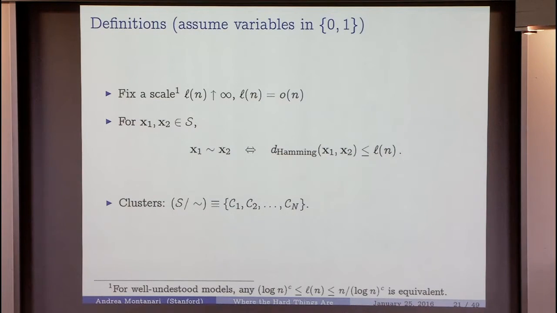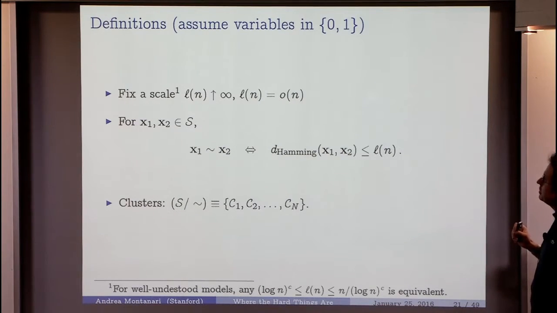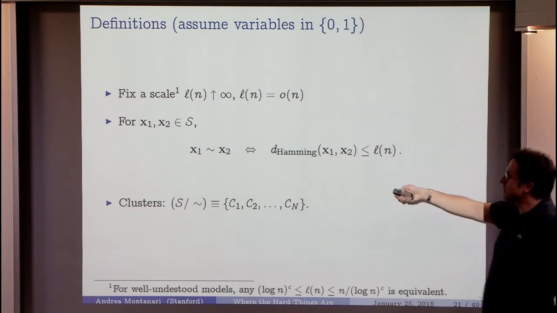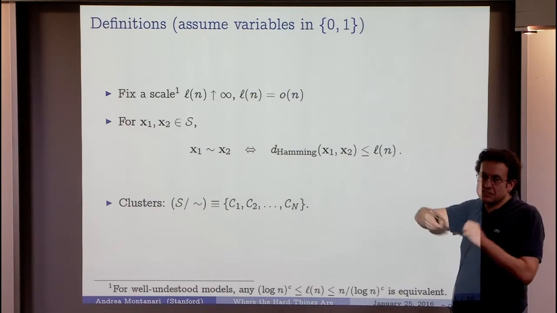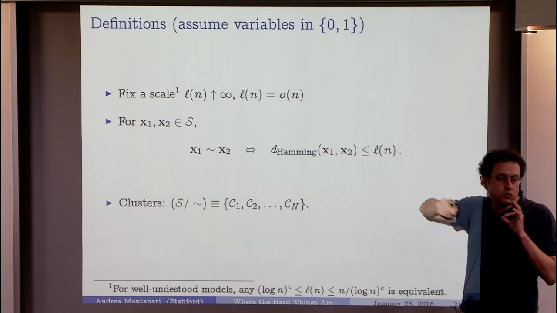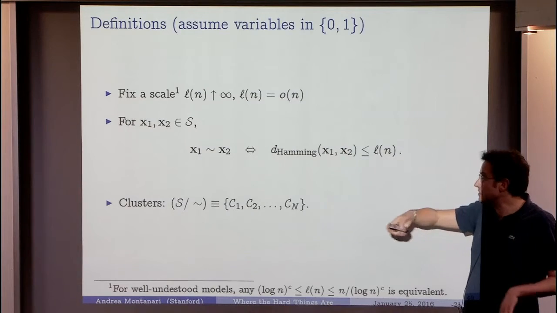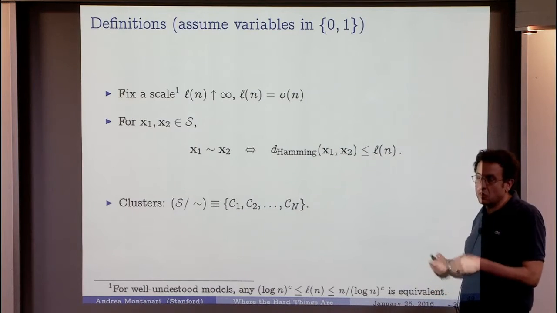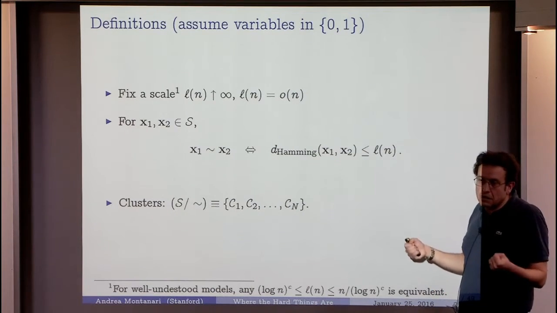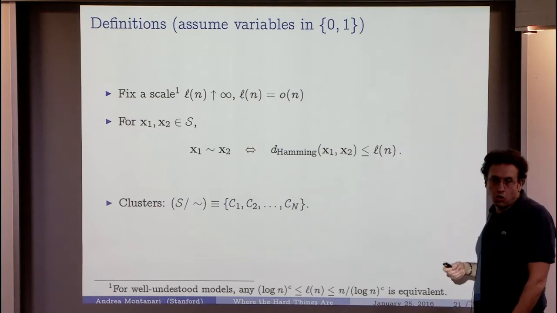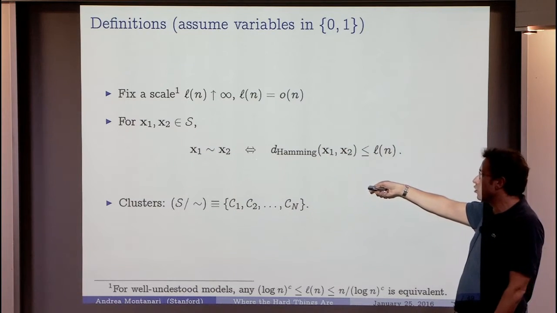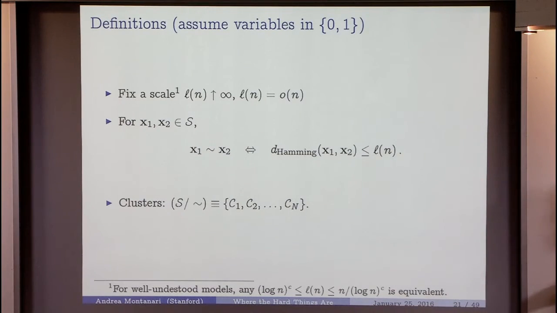Okay, so for talking about this issue with the geometry, I have to set a couple of definitions. Again, variables are in {0,1}. Fix a scale, a distance that tells me whether two solutions are close or far apart. This is a scale L(n) that goes to infinity with n, and I will take it to be small o of n. For any two solutions, I will say that they are close if their Hamming distance is below this scale.